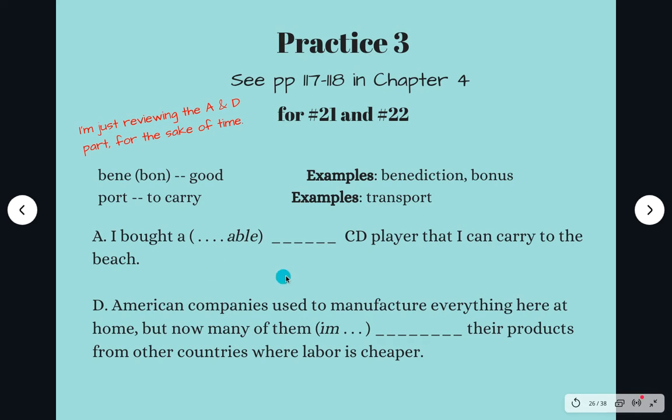Okay, let's look at D. American companies used to manufacture everything here at home, but now many of them something their products from other countries where labor is cheaper. So would you use bene, bone, or port? I think I would use port, import. And so I ended up doing 2 that both use port. If you look at the other 2, consider that they will most likely use this other root. All right, let's continue.